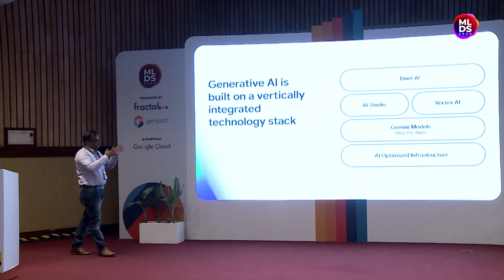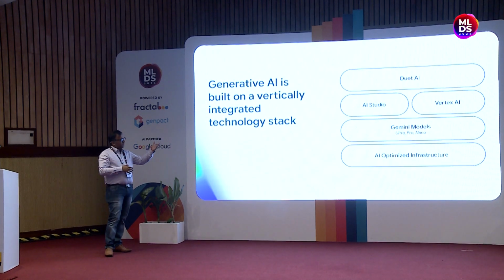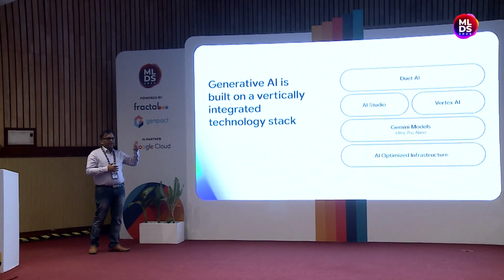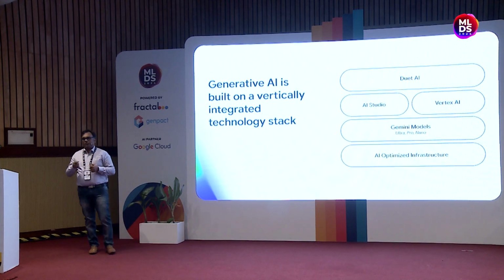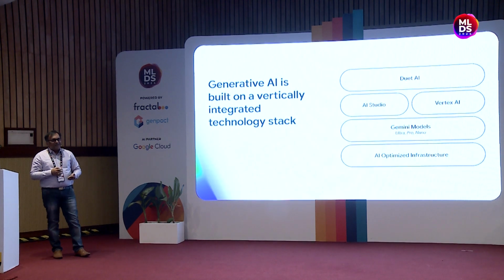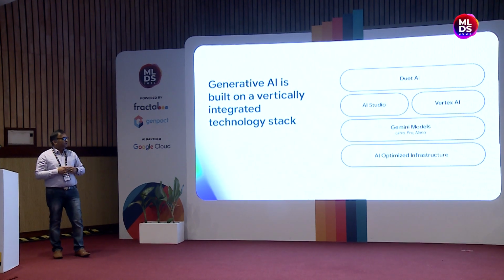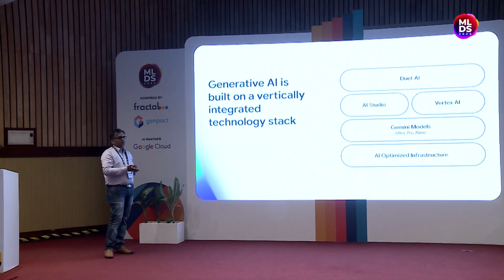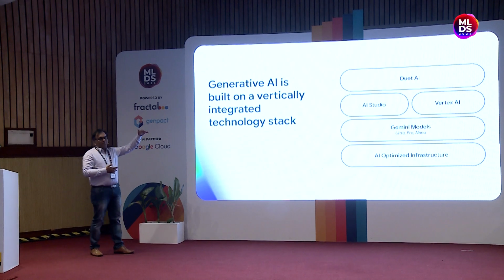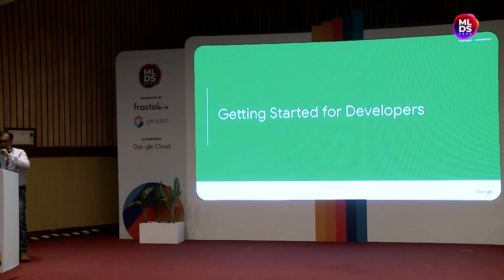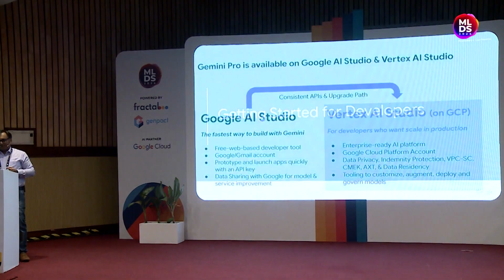And then you have 2 gateways for accessing these models. One is the AI Studio, and then you have Vertex AI, both of which I will dwell on in detail in the upcoming slides. And on the top, you have Duet AI, which is our AI pair programmer solution. So if you want to generate code, validate the code, generate unit test cases, that's where Duet AI comes in with the solution. So this is how the entire stack of generative AI in Google comes in, right from the infrastructure to API-based solutions. So with that, let's move on to how we get started as developers.